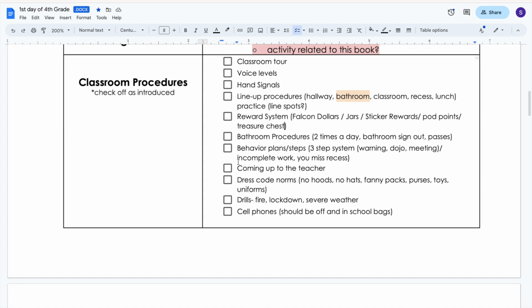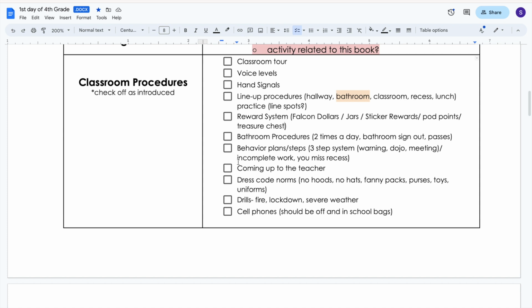We're going to be talking about coming up to the teacher, dress code, norms, so no hoods, no hats, no fanny packs, purses, toys, and uniforms must be worn. We're going to practice with drills like fire drills, lockdown, and severe weather.